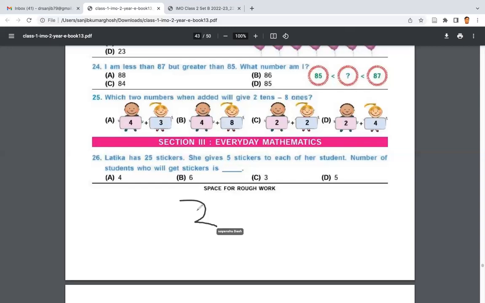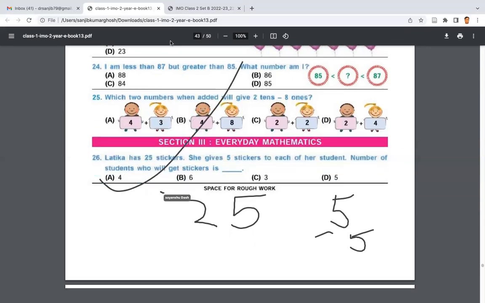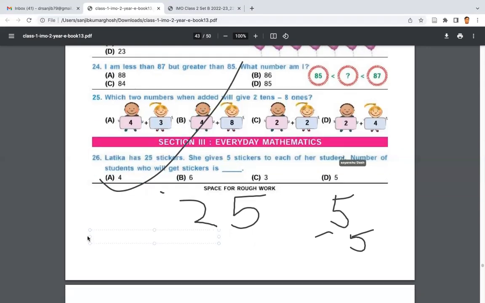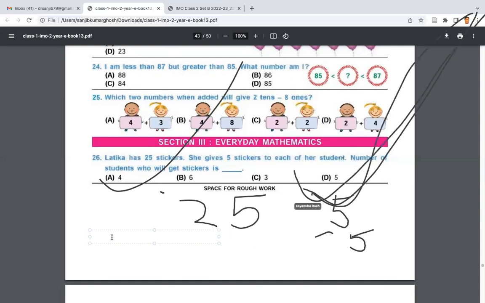No, beta. One student gets 5 stickers. See, look here. Yes, very good. Now explain the answer to me, beta. How did you do it?